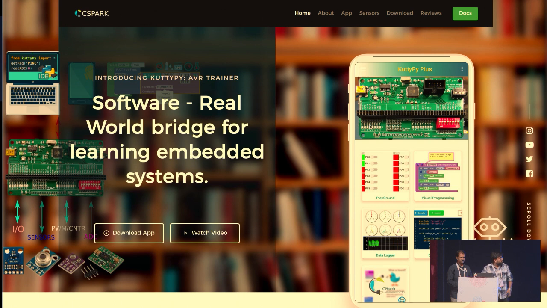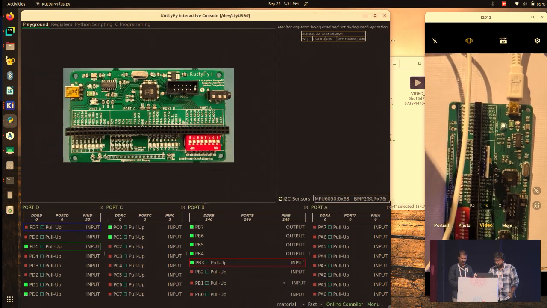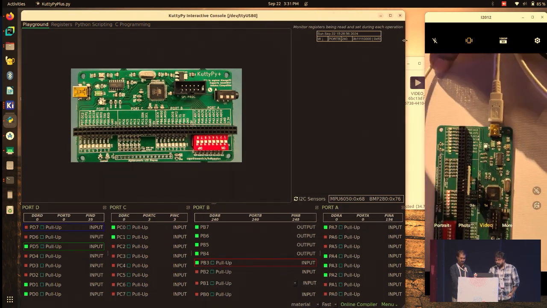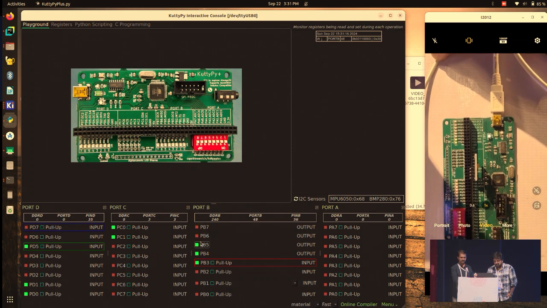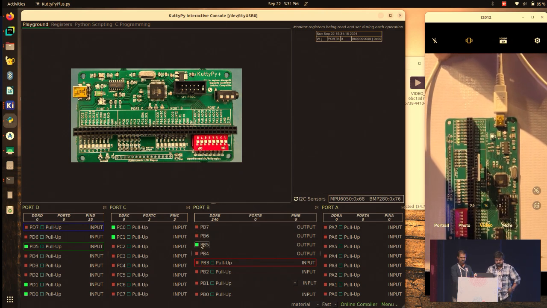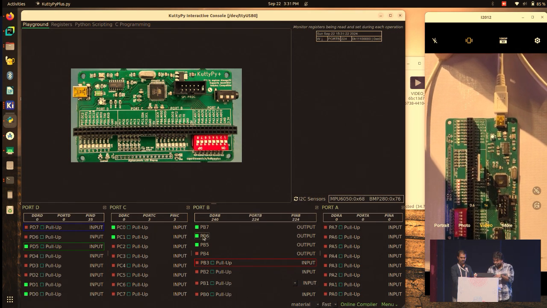So let me introduce to you QtPy. This is a simple Atmega32 board, which is connected to your computer via USB. And we built a PyQt app around it, which speaks to this device, and you can directly control it. Like, for example, when I toggle these bits here for the register port B, this is just technical jargon in embedded systems, you can see the LEDs go on and off in the video stream.